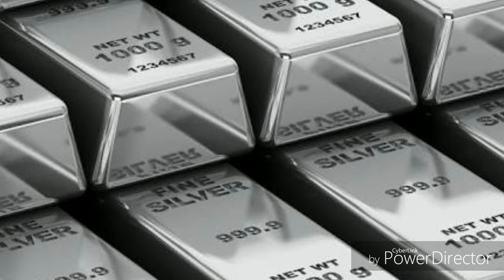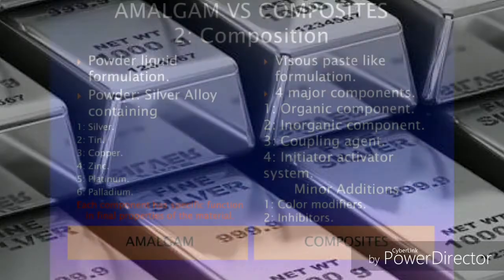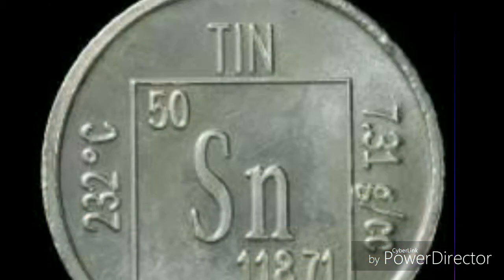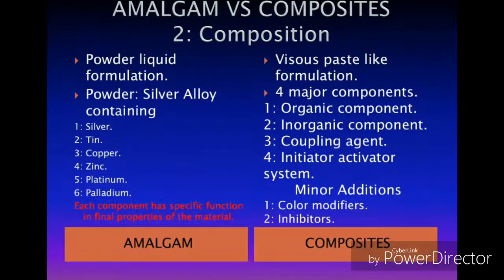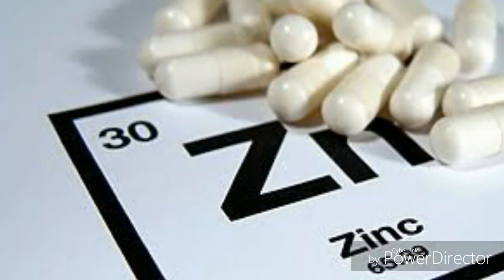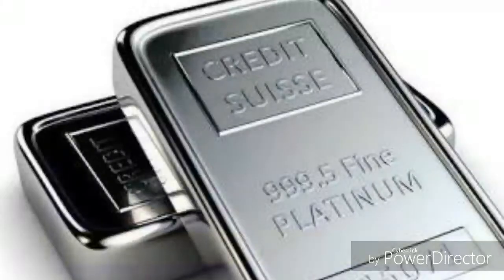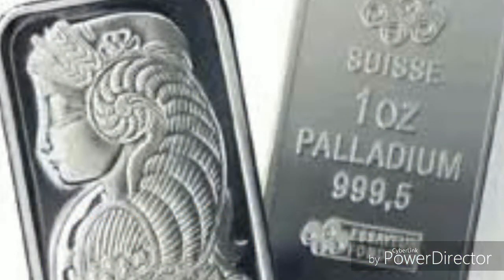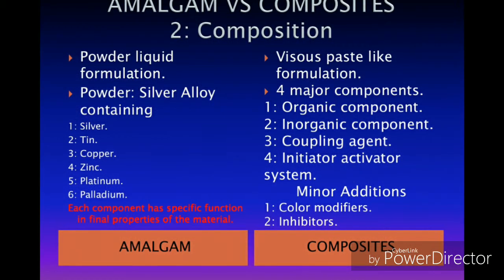It also helps to whiten the alloy. Then talking about the tin, it controls the setting reaction of silver alloy with liquid mercury. Copper increases the strength and the hardness of the dental amalgam. Then talking about zinc, it acts as a deoxidizing agent or a scavenger. Platinum and palladium increase the hardness of the dental amalgam and they also help to give the grayish color to the dental amalgam.